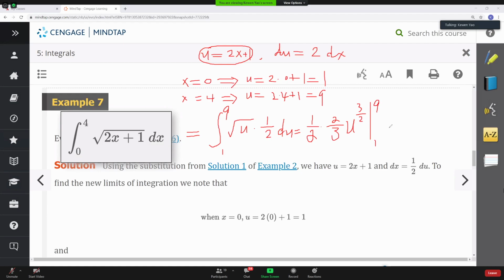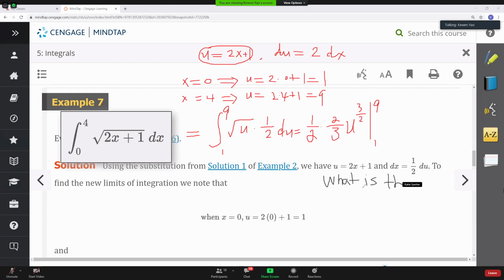Do not change u back to x anymore. For the definite integral, you evaluate this value under u, because you have already changed the old limits to the new limits: 1, and 4 becomes 9. So you evaluate this under u by using FTC, Fundamental Theorem of Calculus, part 2.